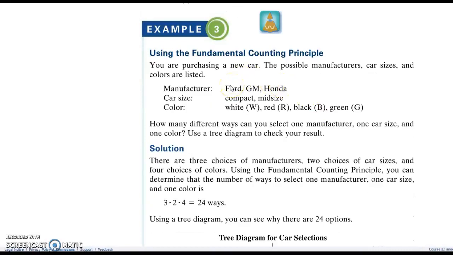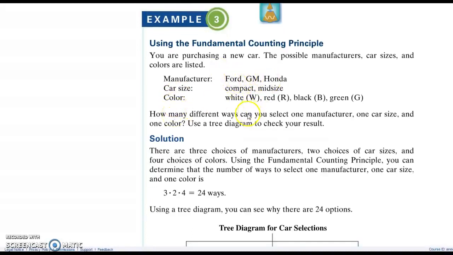Let's start with this one. How many ways are there? How many different types of cars are there? And so you have 3 events here. One is picking a manufacturer, one's going to be picking a car size, and then one's going to be picking the car color. So how many total ways are there to choose from this?